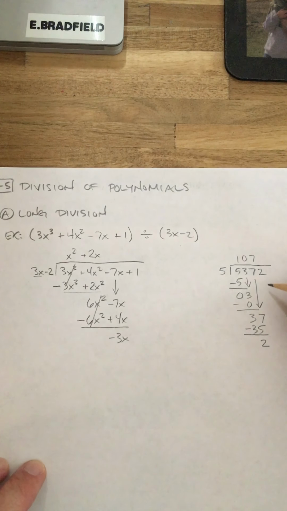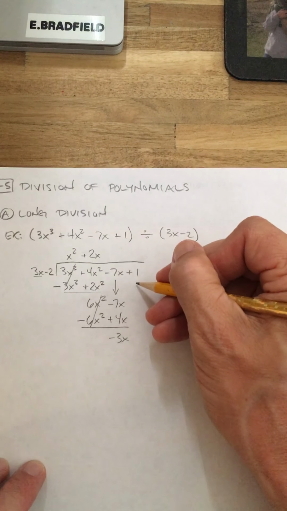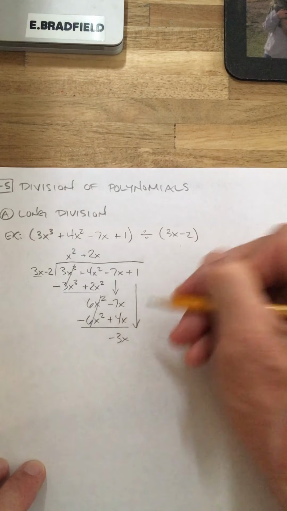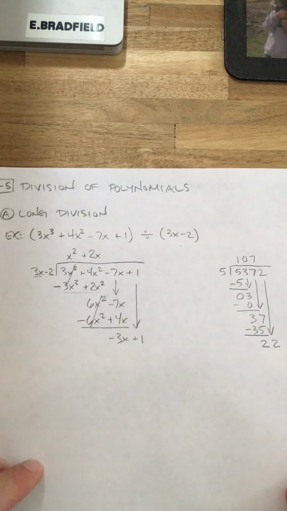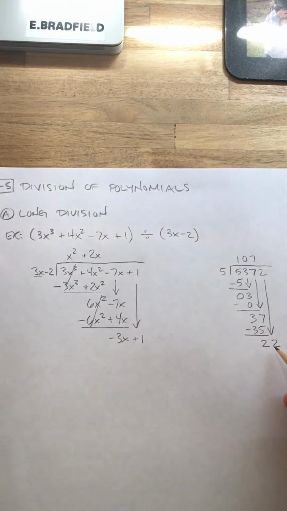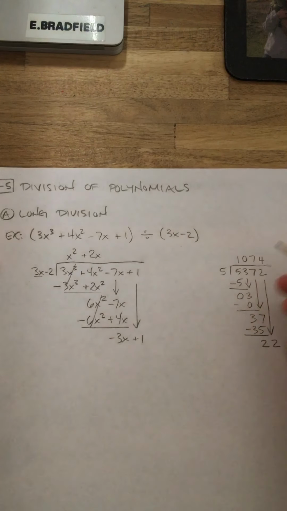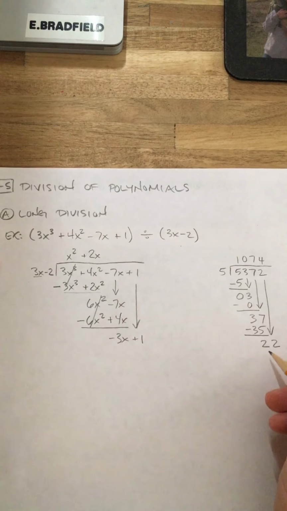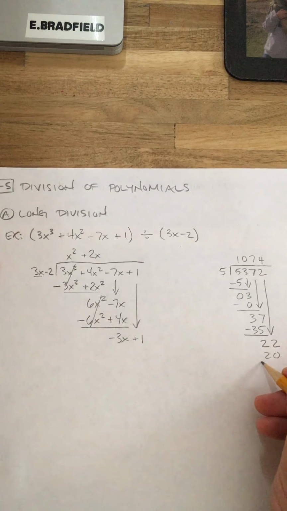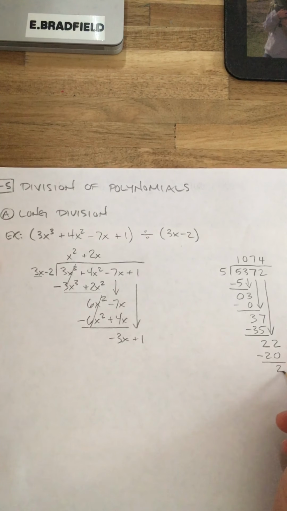Back over here, bring down the 2. Over here, bring down the plus 1. Now 5 times what gives you 22? 5 times 4, and 4 times 5 is 20. Then subtract, and we get 2, and that's our remainder, isn't it? A remainder of 2.